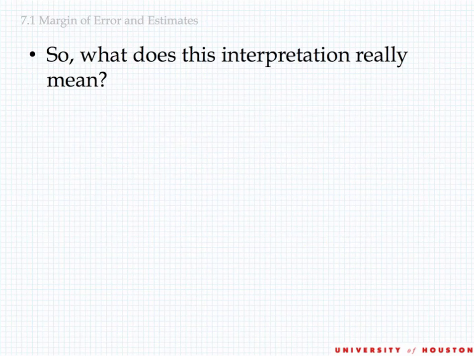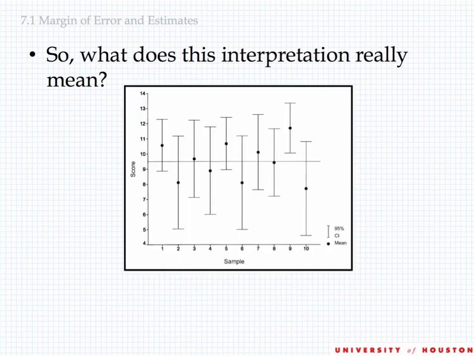So what does this interpretation really mean? Well, a 95% confidence level would mean that if I take 100 samples, then about 95% of them would contain the true mean. Here's an example where I've taken 10 samples, and about 9.5 of these 10, and really in this example 9 of these 10, contain the true population mean.